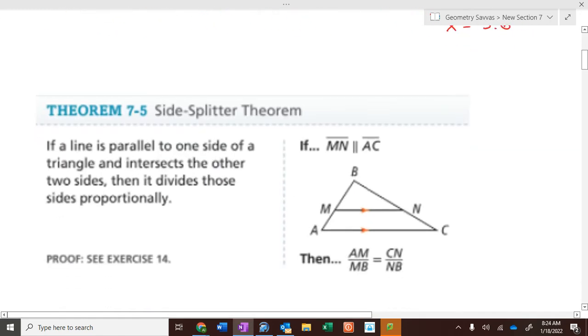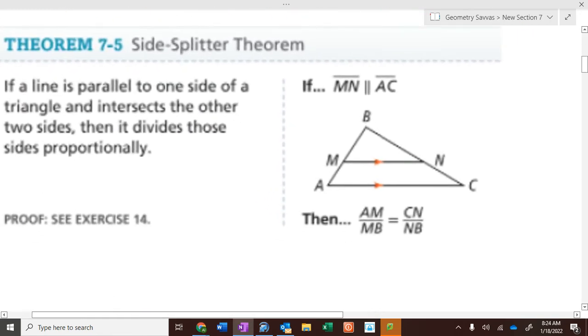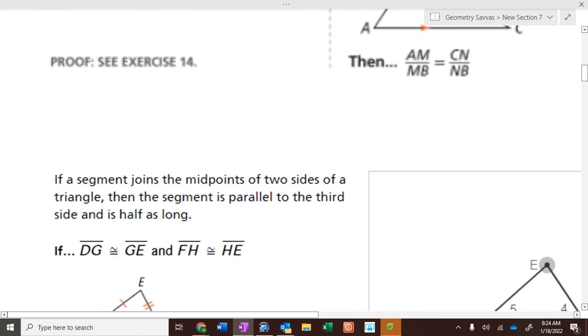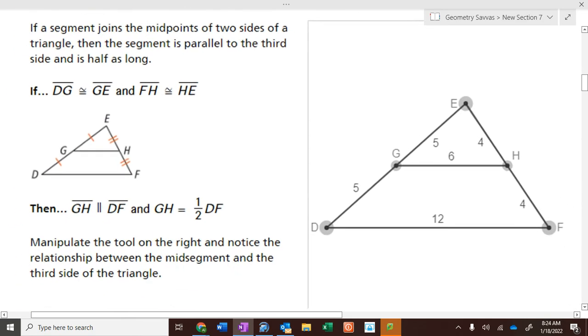So, that's called the side splitter theorem. If we have parallel lines, this side over this side equals this side over this side. Or, another way we can say it is this side over this side equals this side over this side. Either proportion works. So if you have parallel lines, it splits the sides of a triangle proportionally. Okay?